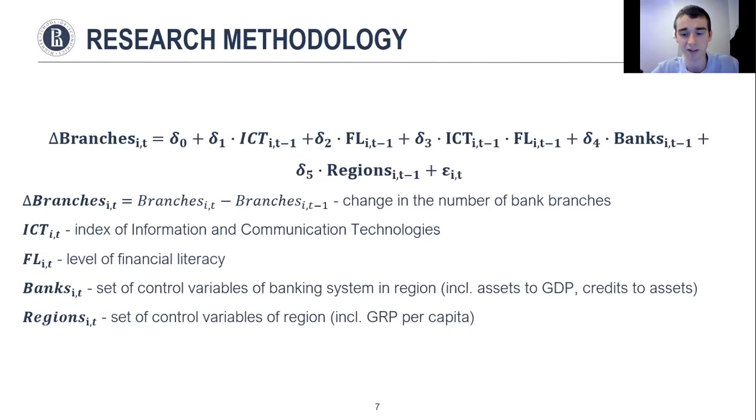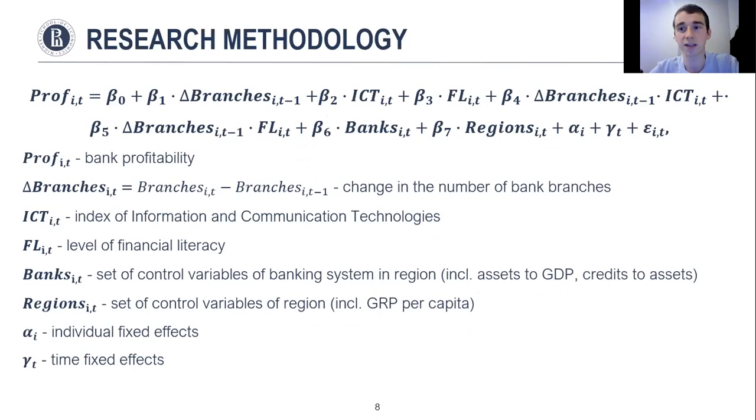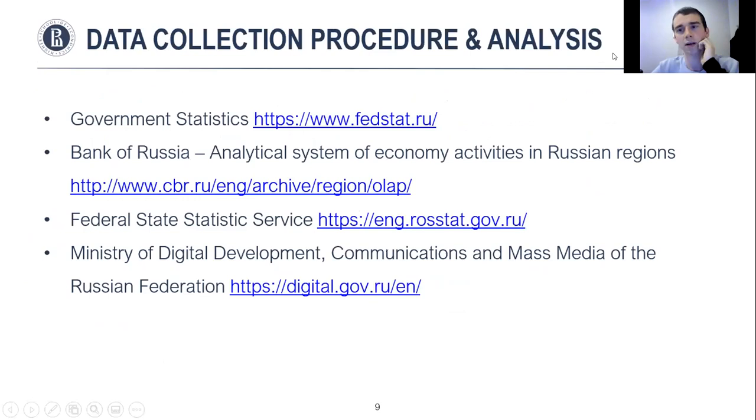This is the second regression equation. This is about the second hypothesis: how bank debranching is associated with bank profitability given the region's level of financial literacy of their population and adoption of technology innovation. So here I also consider some interaction terms, where you can see the coefficients beta 4, for example, and beta 5.